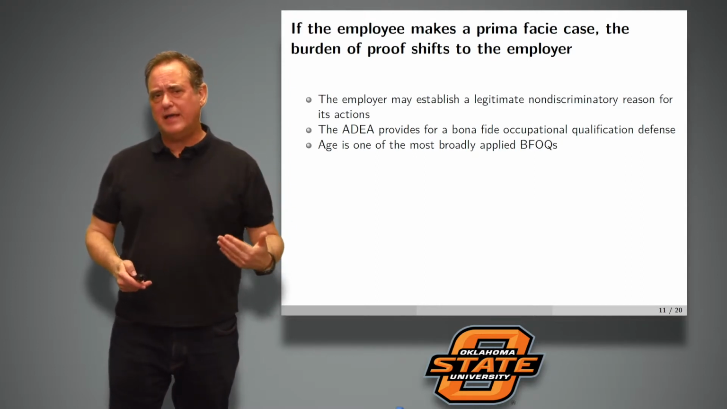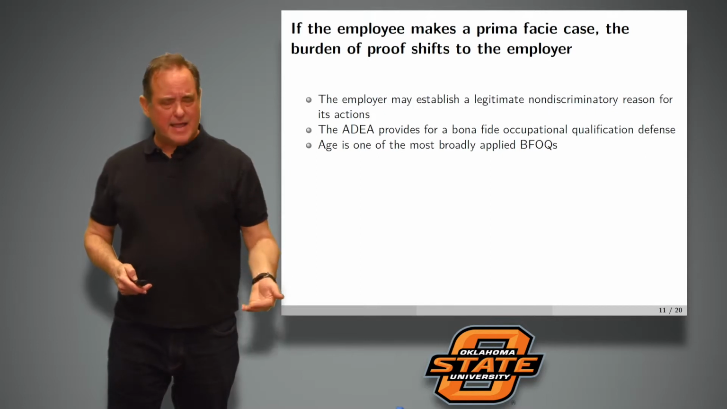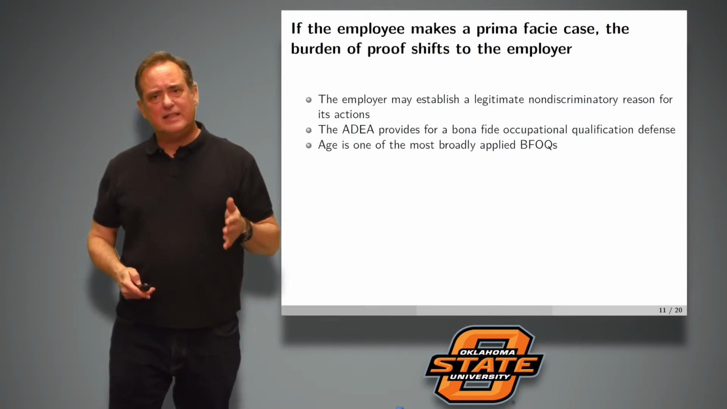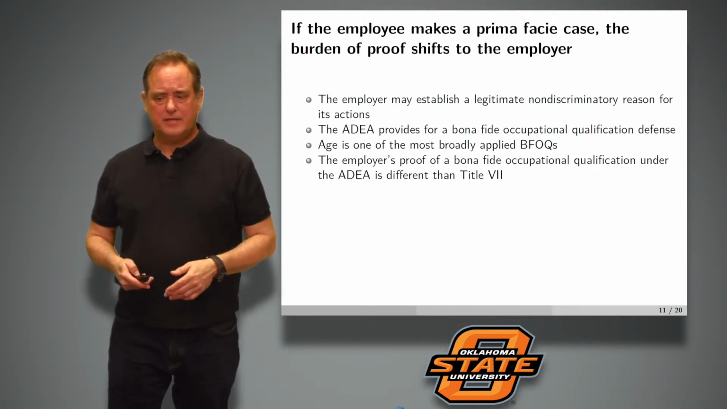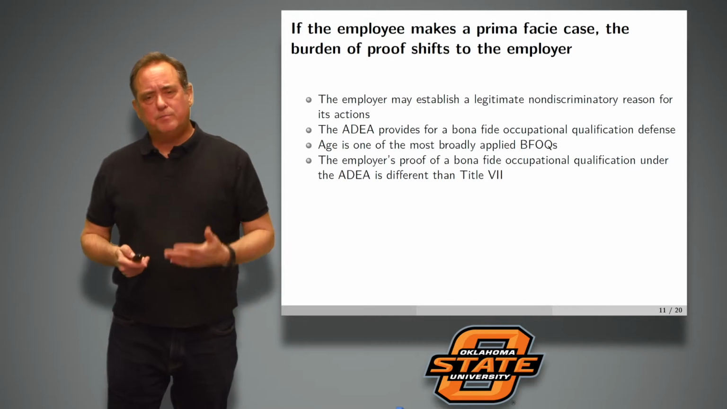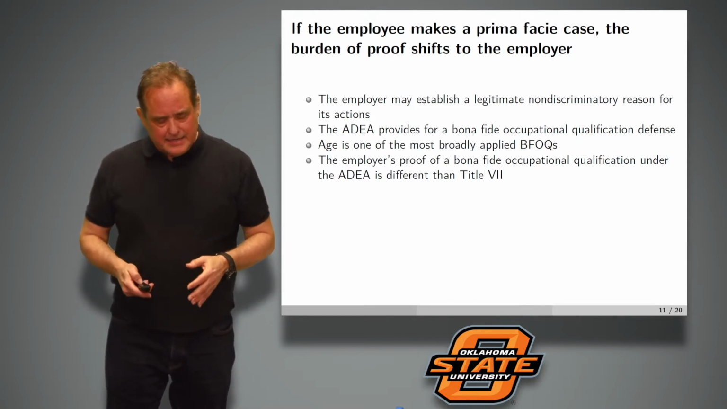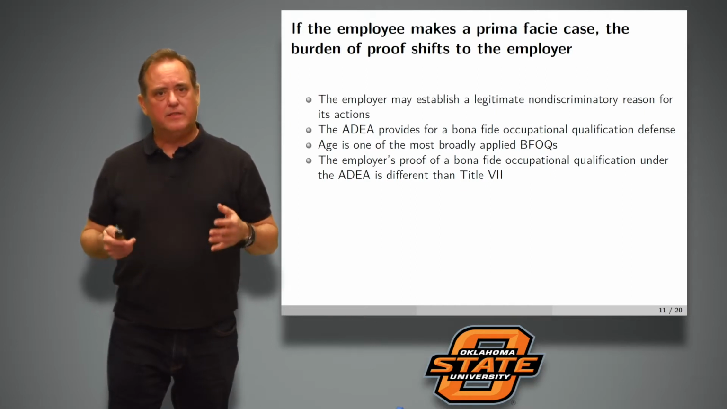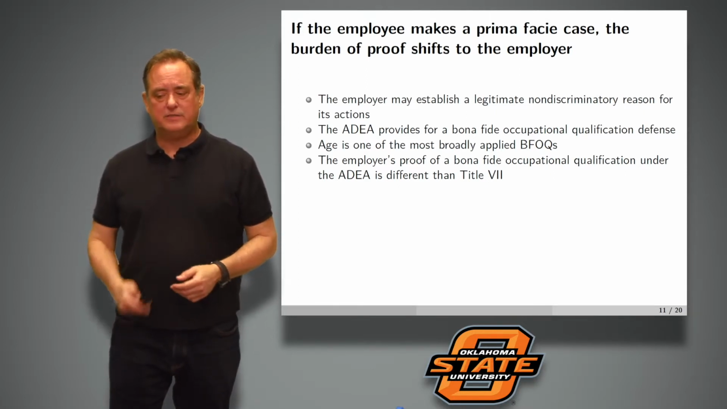And the reason why is that the standard for BFOQ for age is slightly different than the standard for Title VII claims. The employer's proof of a bona fide occupational qualification under the ADEA is easier than proving the BFOQ under Title VII.